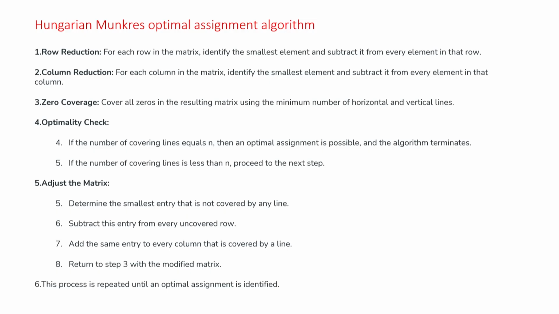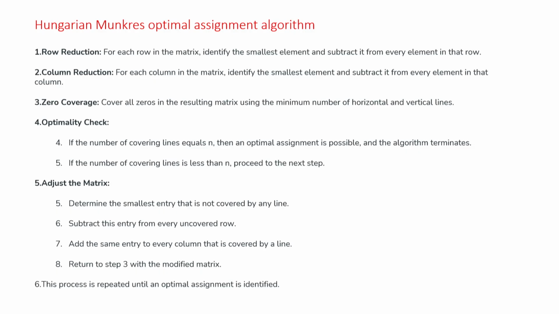The first step is called row reduction. Those who have done courses on optimal assignment are aware of it. For each row in the matrix, identify the smallest element and subtract it from the elements in that row. This is a numerical algorithm, you know. Then you do a similar thing for each column also: pick the minimum and subtract it.